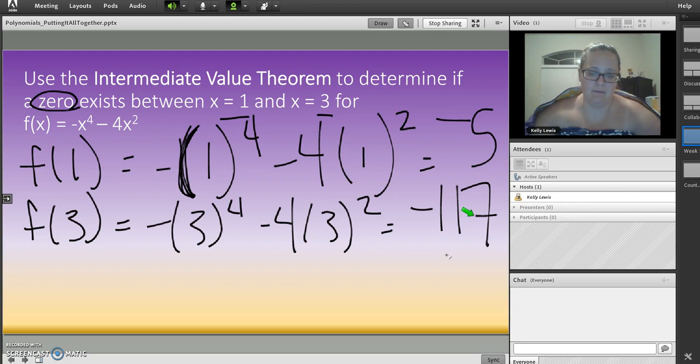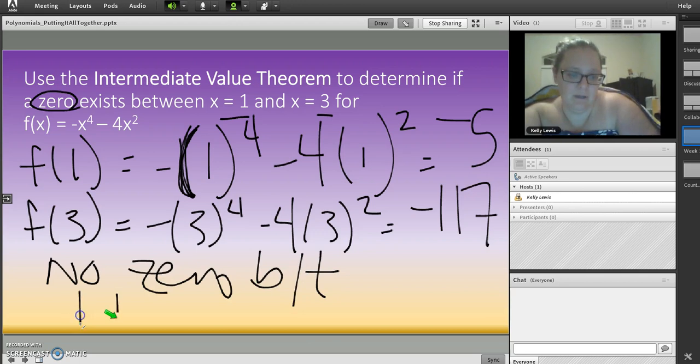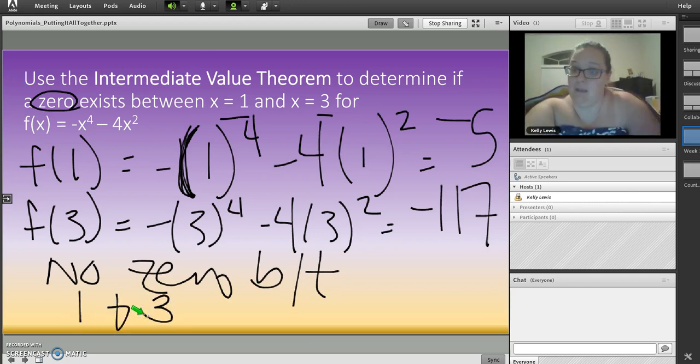Checking out something because I want to show you something. Okay. So that means there's no 0 between 1 and 3. Okay, let's do another problem.